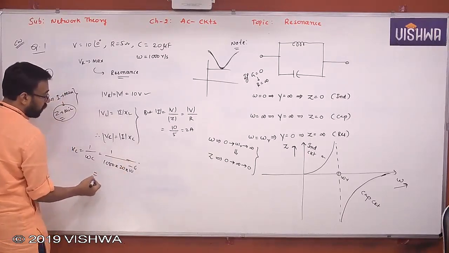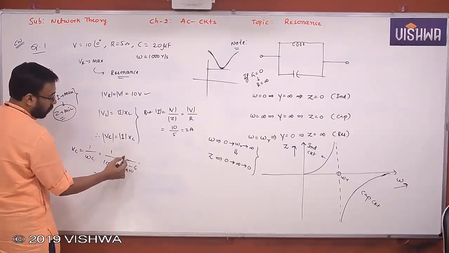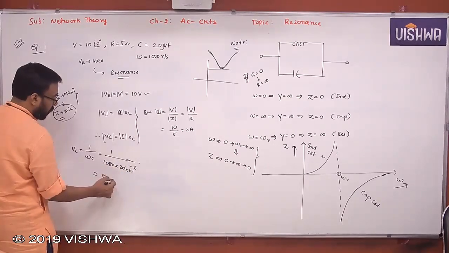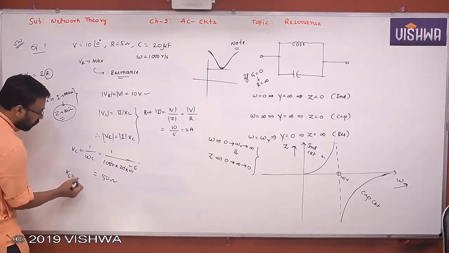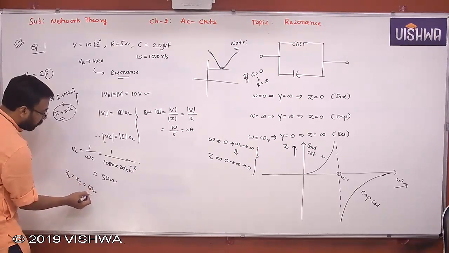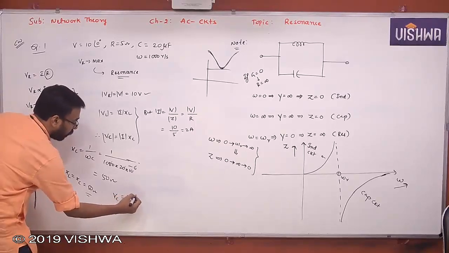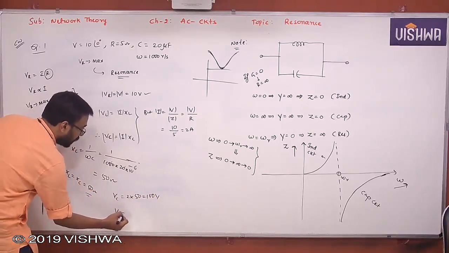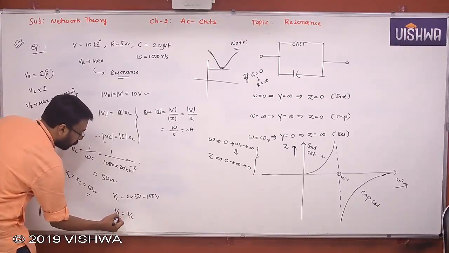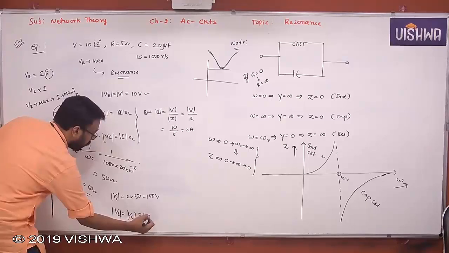Getting all of you, okay? So I guess you get 200 by 4, that is 50 ohm. If XC is equal to 50 ohm, then XL is equal to XC, also 50 ohm. Now VC is equal to I into XC, that means 2 into 50, that is 100 volt. When VC is 100 volts, then VL is also equal to what? VC. Also 100 volts. That's it.